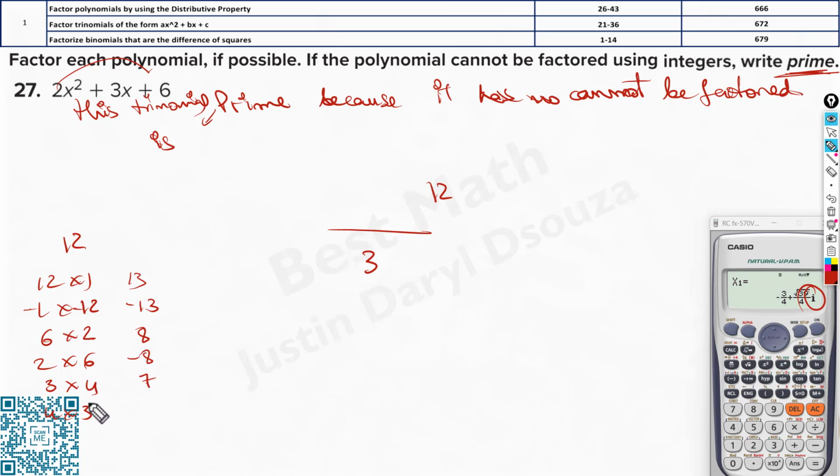4 plus 3 is 7. Now, what if they both are minus? It'll be minus 7. See, there is no way you can get 3 from these two factors, from the numbers which you multiply and get 12. So therefore, what you can say is it is prime. This cannot be factored, okay?